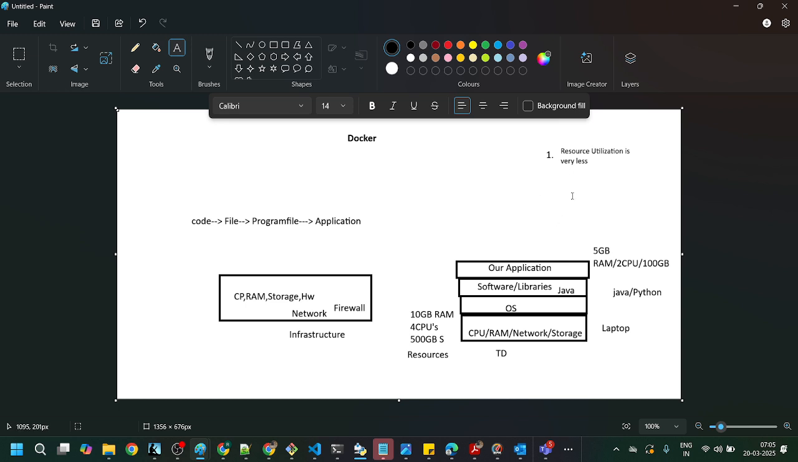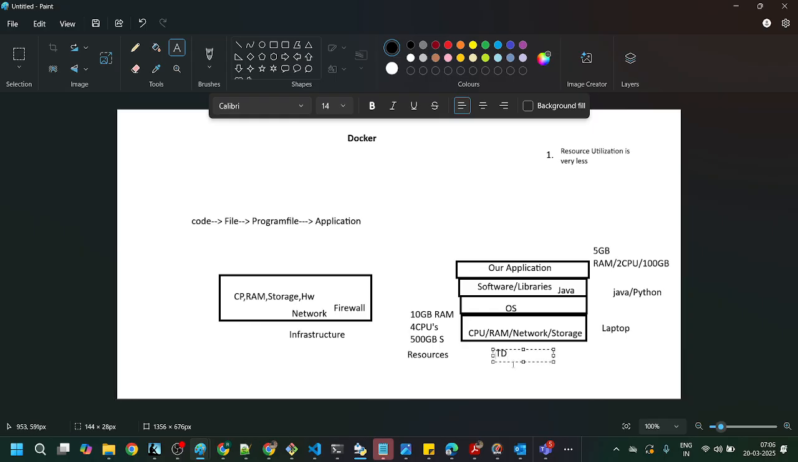Here, the application is using only 5 GB of RAM, right? So I can deploy one more application and use it over there. Then the resource utilization won't be too low. I'll make the resources be used in a proper, efficient way. So that's what I mentioned about traditional deployment.